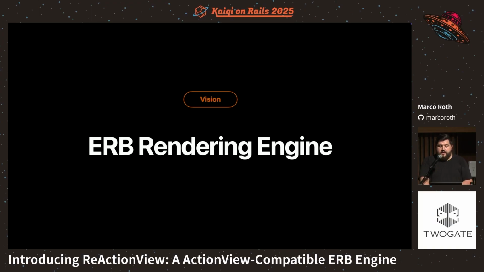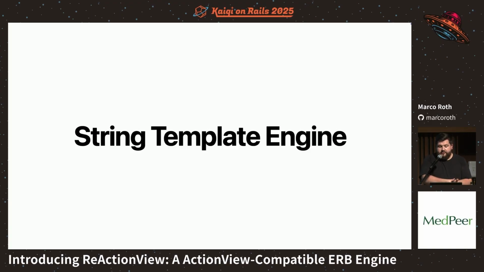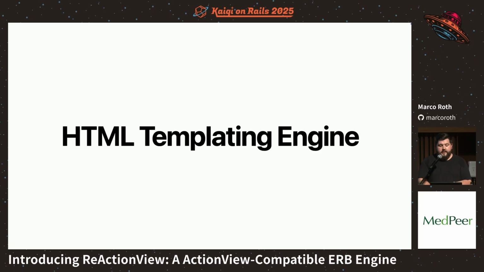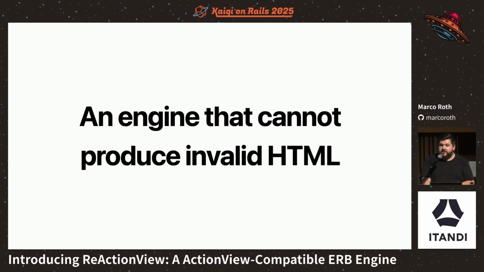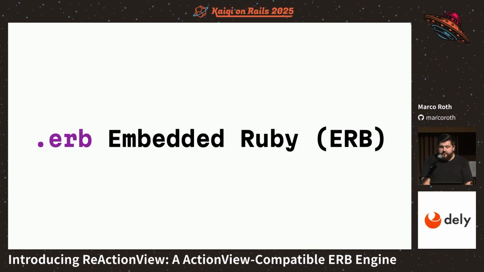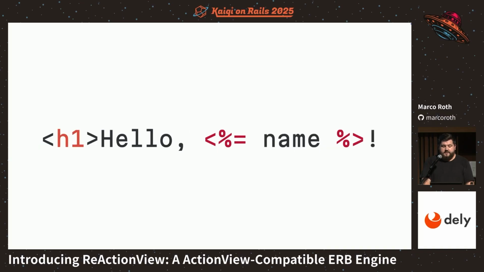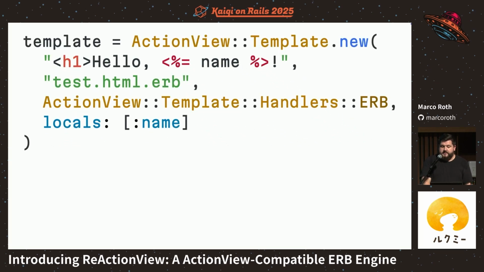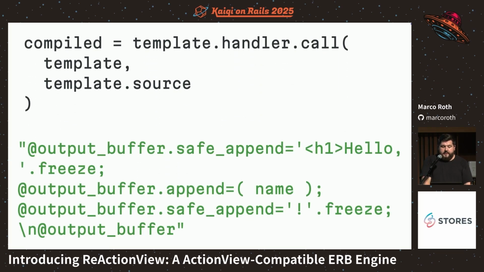And then finally, we were talking about the ERB rendering engine to kind of get the current string template engine and turn it into an HTML templating engine. What it means is that we want to have an engine that cannot produce invalid HTML. In traditional ERB today, if you have this document here, which has a missing H1 tag at the end, and you give this to ActionView and tell it to compile this, it will kind of compile this template as you would expect, and will just give you the compiled template.